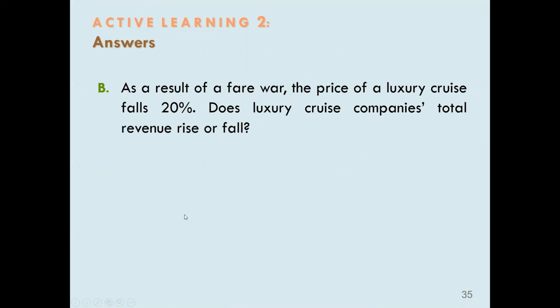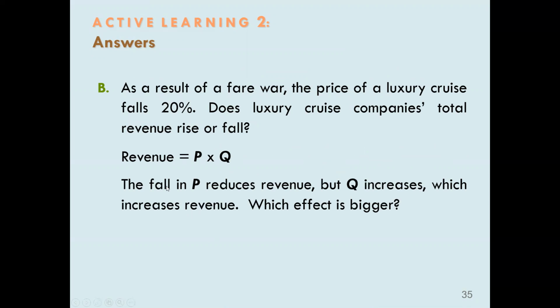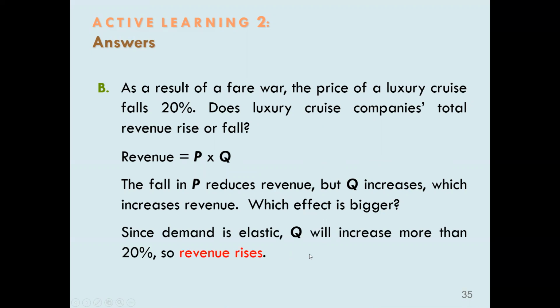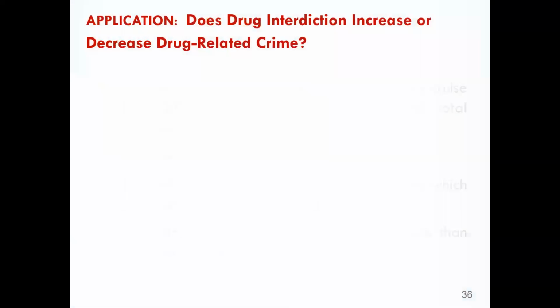Now B, when the luxury cruise companies have their prices falling, we would compute their revenue by multiplying the price of the cruise by the quantity demanded. A fall in price would reduce their revenue, but quantity would increase, which increases revenue. Which effect is bigger? Since demand is elastic, quantity will increase by more than 20%, so revenue is going to rise for these luxury cruise companies.